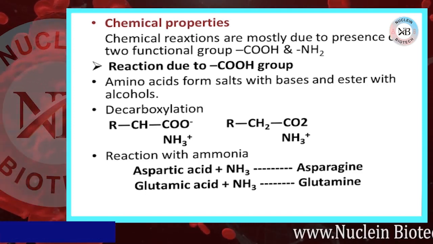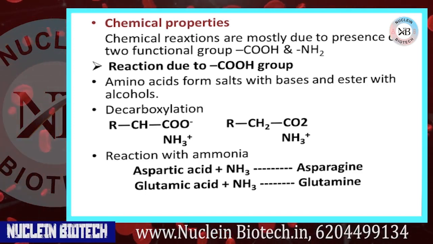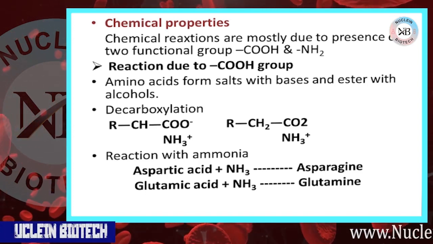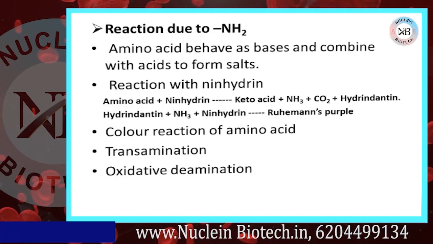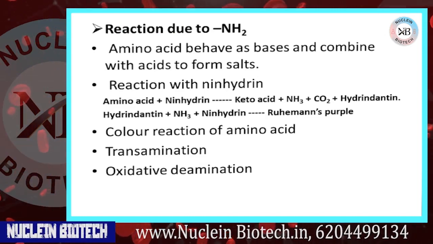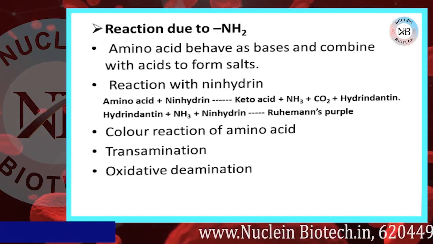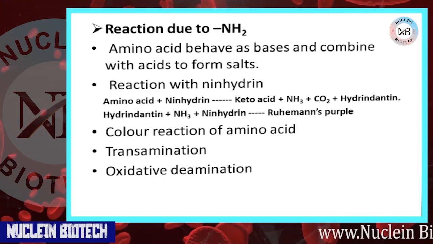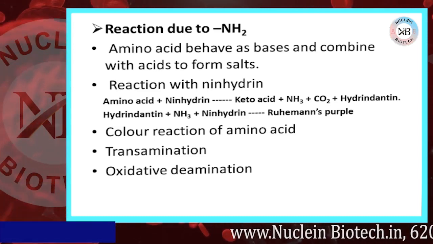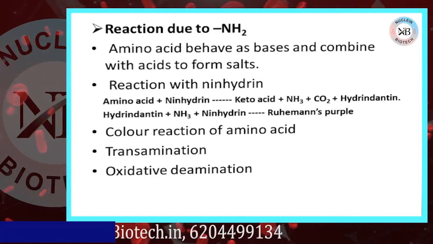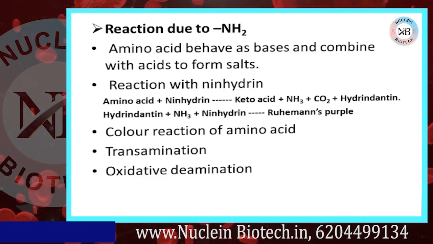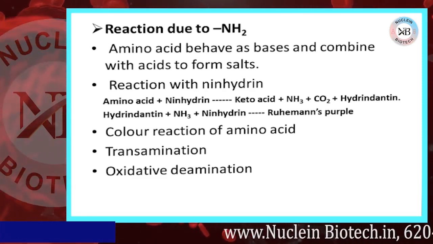For example, amino acid when it reacts with ninhydrin produces keto acid plus ammonia plus carbon dioxide plus hydrindantin. And when this hydrindantin reacts with NH3 and ninhydrin, it forms Ruhemann's purple. It is used for quantitative determination of amino acids and proteins. Proline and hydroxyproline give yellow color with ninhydrin.